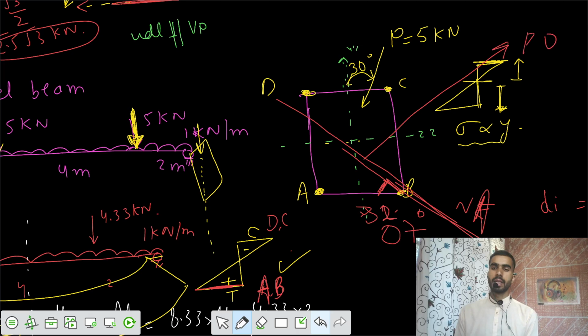So this was a very beautiful problem of bending stresses. Let's take one more. Let's take the next problem that we have. We can call it the next topic.